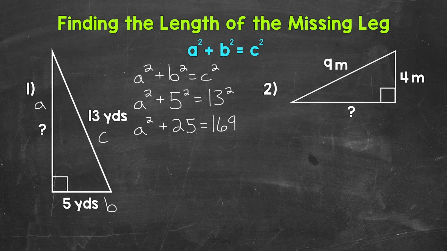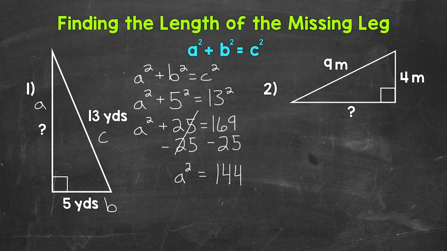Let's subtract 25 from this side, and whatever we do to one side of the equation, we must do to the other. So subtract 25 from the right side of the equation as well. The 25's on the left side of the equation cancel each other out, so we have A squared equals, and then on the right side of the equation, 169 minus 25 gives us 144.